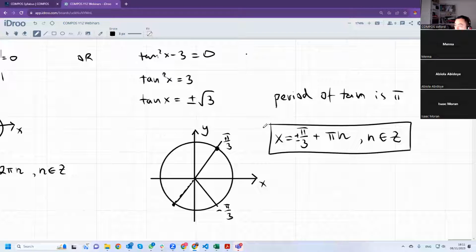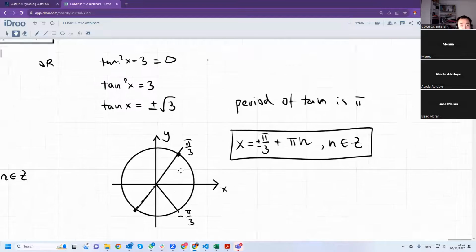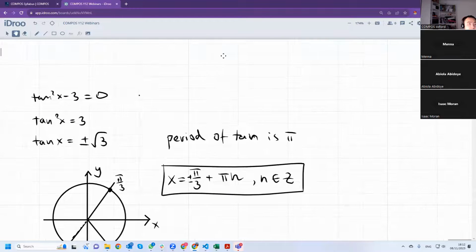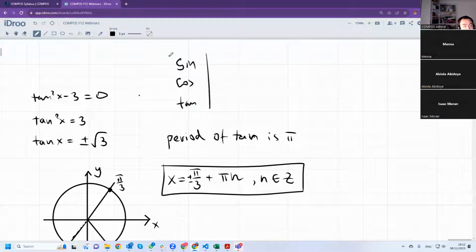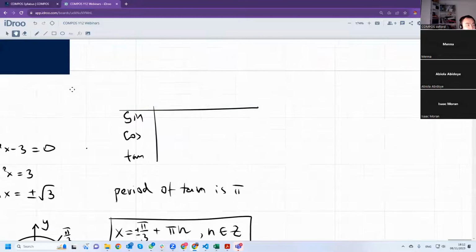I don't understand how we got the first value of x, like pi over 3. You just need to know it. It's from the table. Yes, there are standard angles. You need to know the sine, cos, and tan of the standard angles.